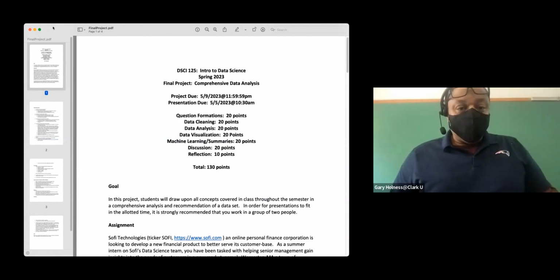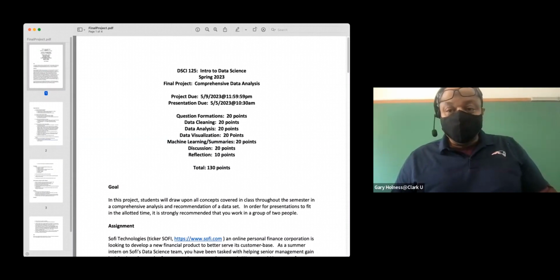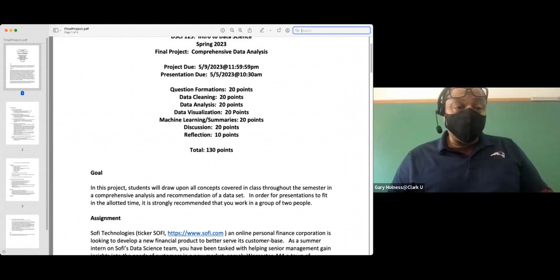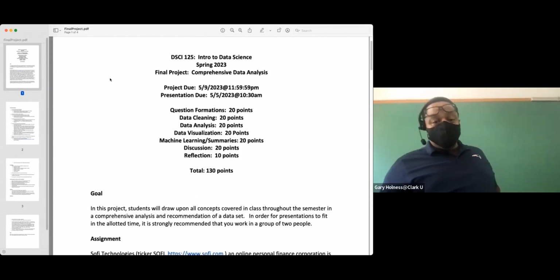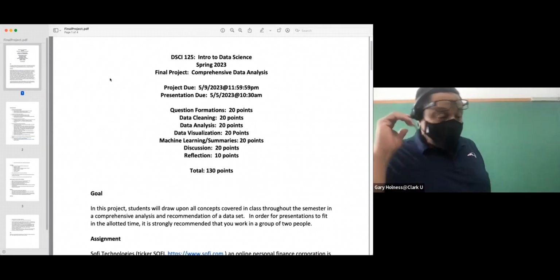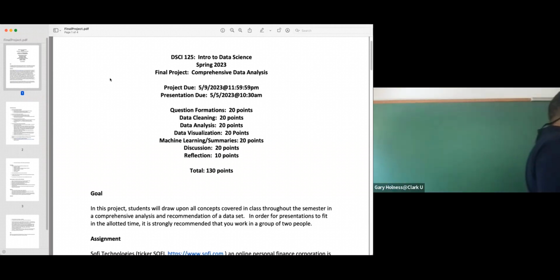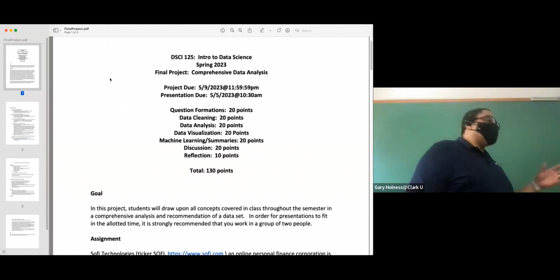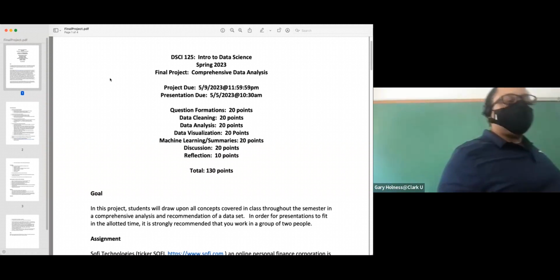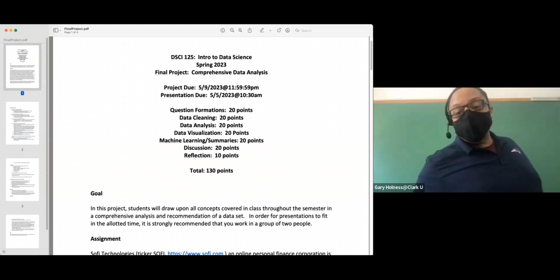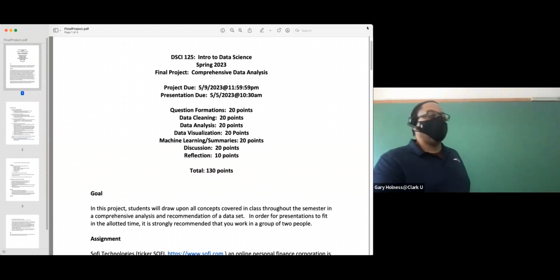So this is the final project. And the final project consists of two components. One is the presentation, and the other is the actual project work itself. And so with this, the scenario, and it's open-ended, is that you are on the data science team for a company called SoFi Technologies. SoFi.com is a company, and they're really a tech company, but they're also a finance company, and they focus on personal finance products.